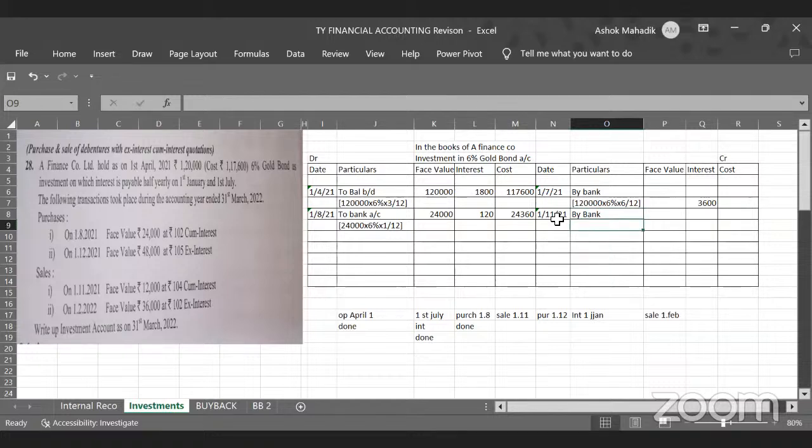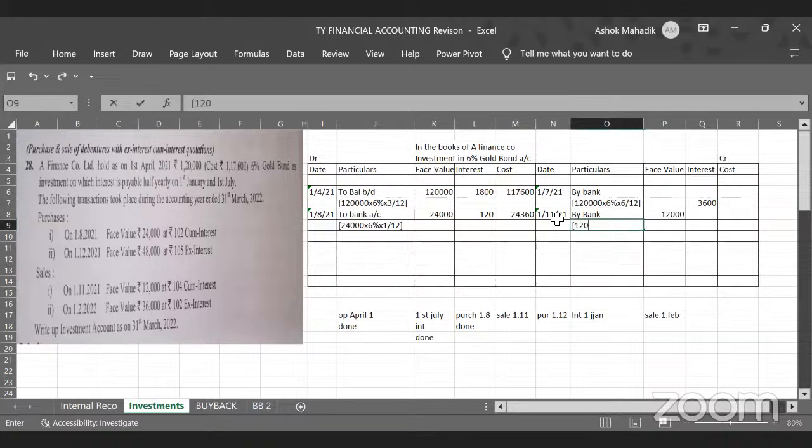Okay, so we are selling investments. The face value is 12,000, so I'll put 12,000 here. The price quoted is cum interest, so again I have to first calculate interest. Okay, follow the normal procedure. How to calculate interest?